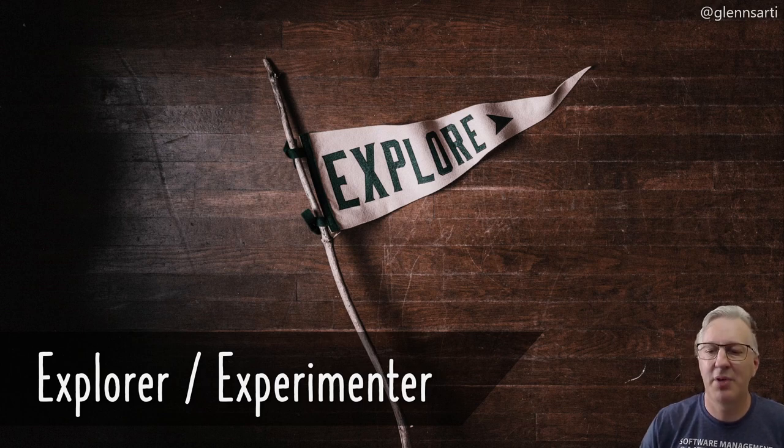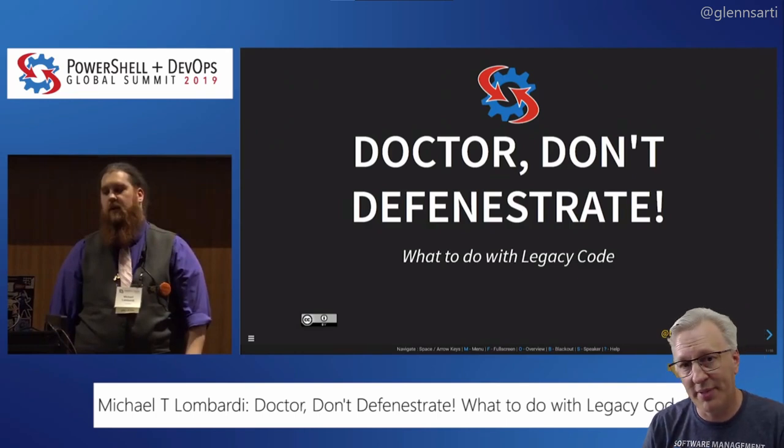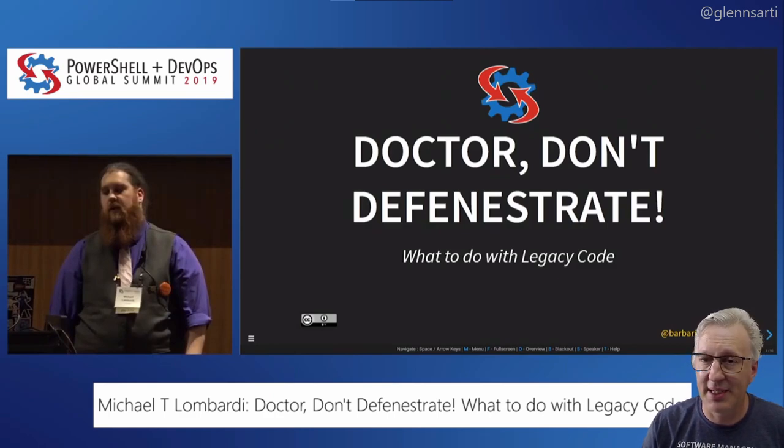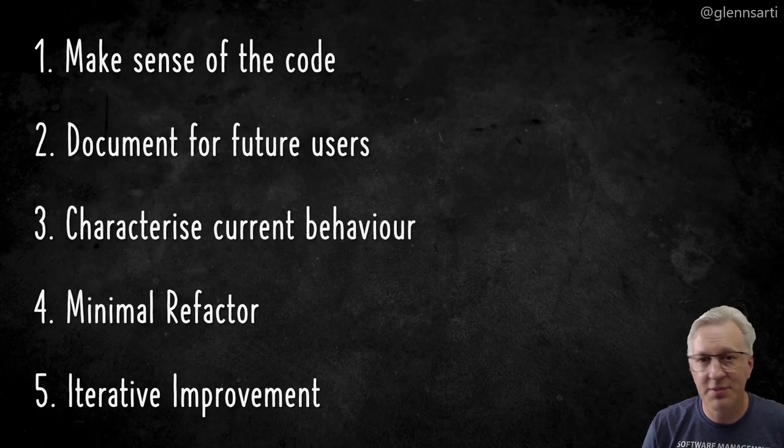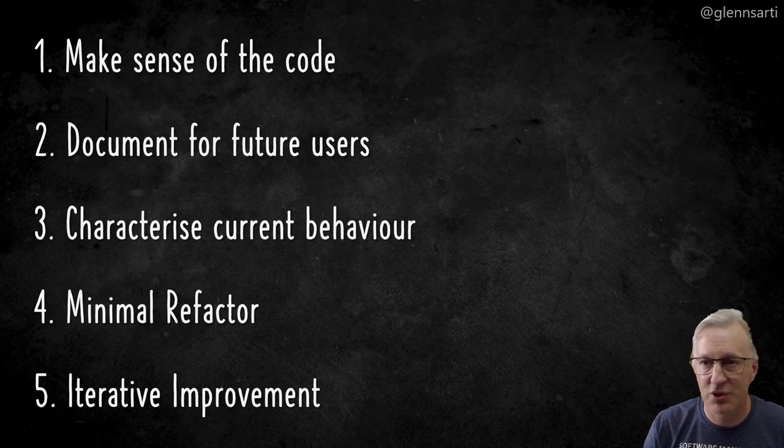So what would it look like if I applied this to a PowerShell script? Marco Lombardi did a great talk at PowerShell Summit 2019 called Doctor, Don't Defenestrate, What to Do About Legacy Code, which is about the process of taking legacy code and making it more manageable. In essence, he was taking low-quality PowerShell and trying to make it into good-quality PowerShell. And he did this by applying a testing mindset. This was his approach. He first tried to make sense of the PowerShell script and then document what he found. He then formalized the current behavior of the script and then iteratively improved on the script through refactoring.